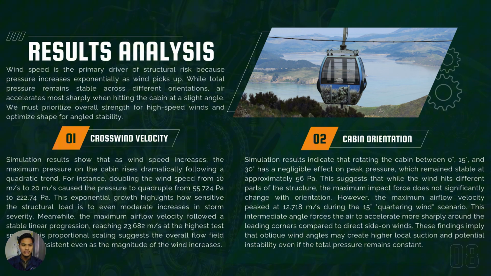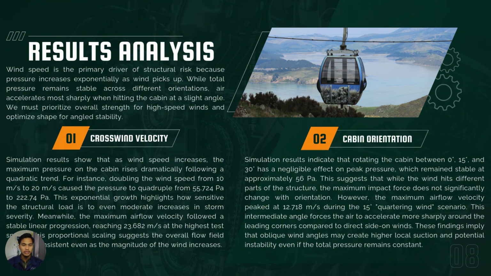Next, this is the results analysis from my project simulation. Wind speed is the primary driver of structural risk because pressure increases exponentially as wind picks up, while total pressure remains stable across different orientations. Air accelerates more sharply when hitting the cabin at a slight angle. We must prioritize overall strength for high-speed winds and optimize shape for angle stability.